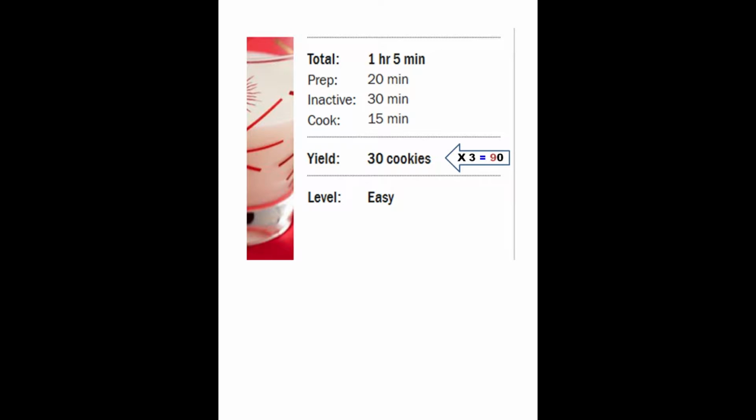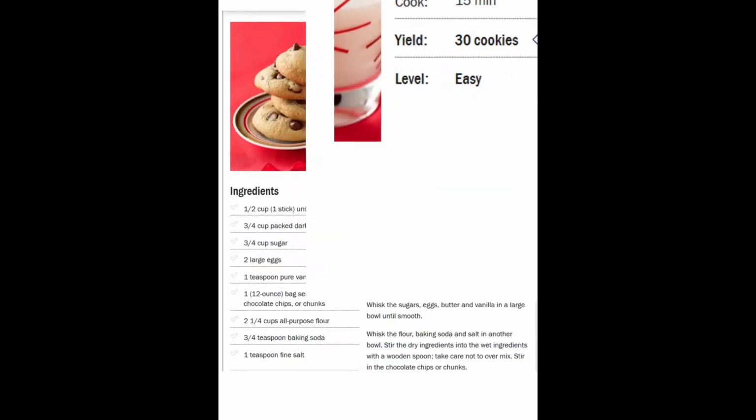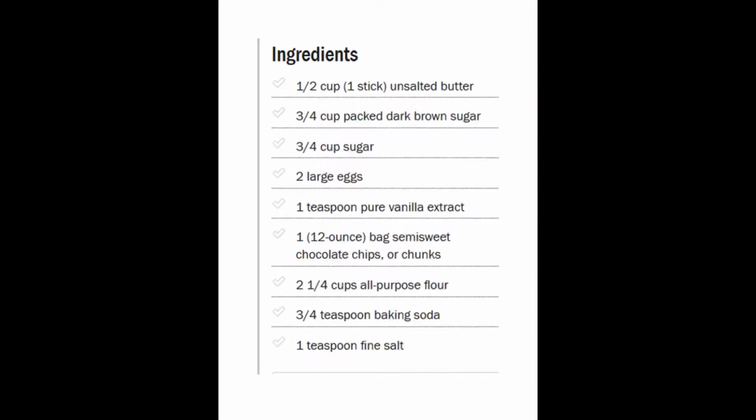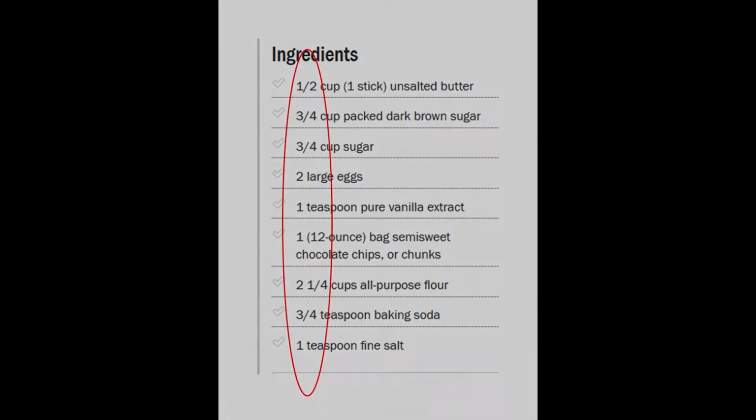Now, if I'm going to be multiplying the number of cookies by 3, that means I'll also have to multiply the ingredients. So let's take a closer look at the ingredients. I have salted butter, which comes in a fraction, brown sugar, fraction, sugar, fraction. All of these fractions need to be multiplied by 3. Okay, now you have an idea why we're doing what we're doing.